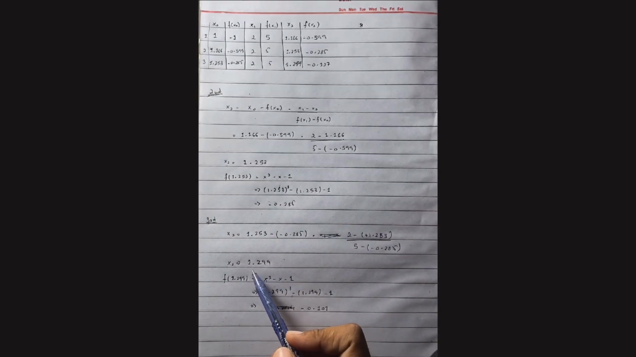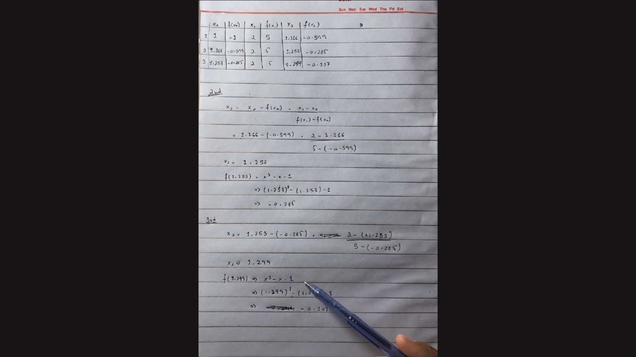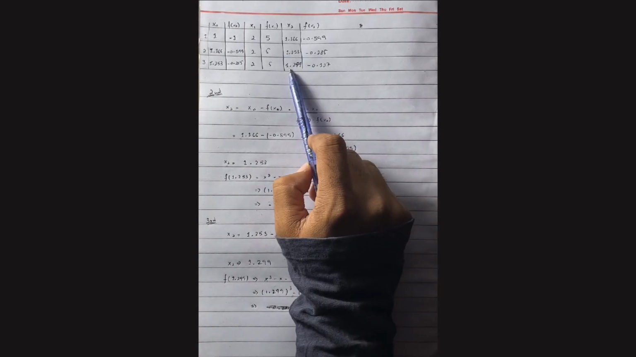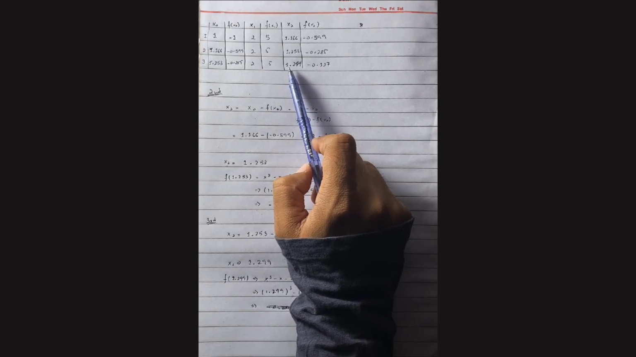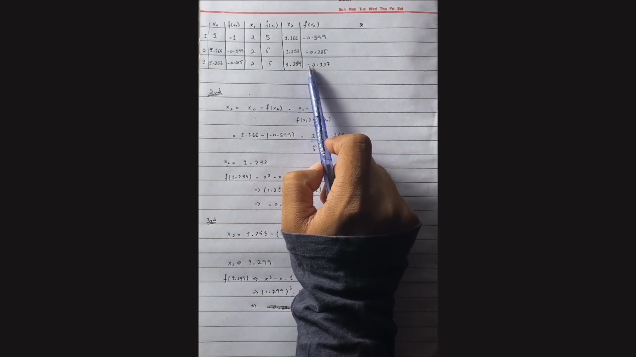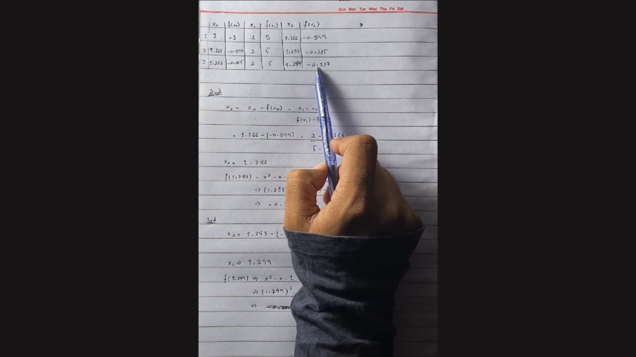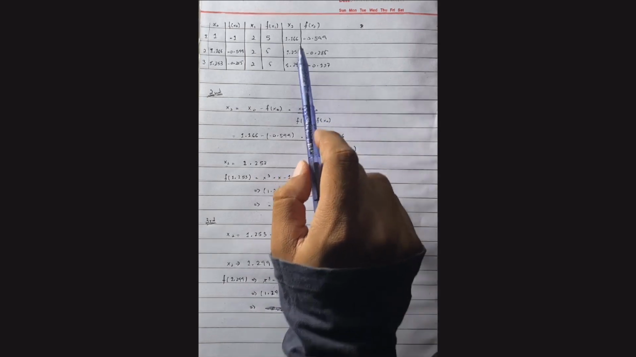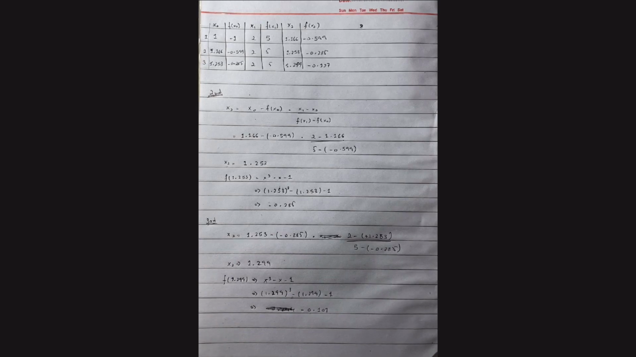The output is 1.299, and we find f of x2 by putting this into the equation, which gives minus 0.107. We put this into the table: 1.299 and minus 0.107. These are the three iterations I have done, and we can do more iterations until we get 0 over here.